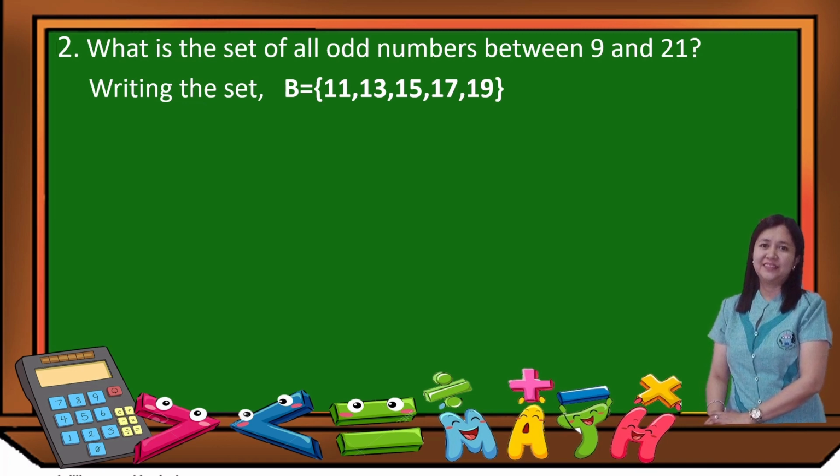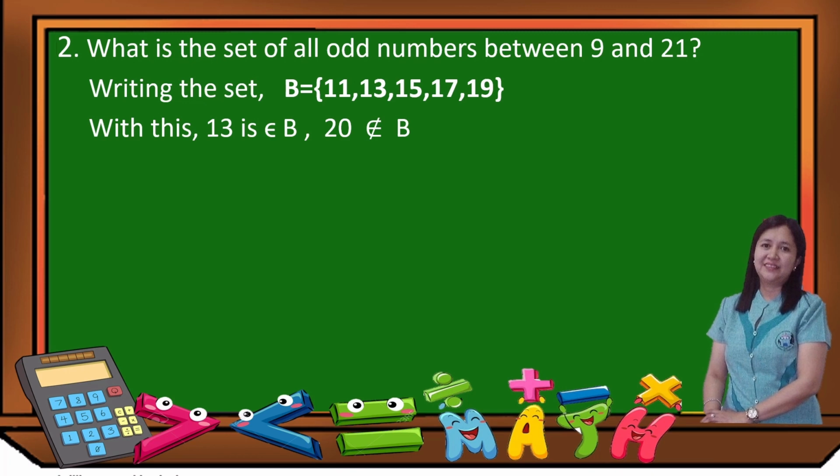So 10 is not an odd number. So we should write 11, followed by 13, 15, 17, and 19. With this, we can say that 13 is an element of B. 20 is not an element of B since our elements are between 9 and 21, but only odd numbers. And 20 is not an odd number. 20 is an even number.